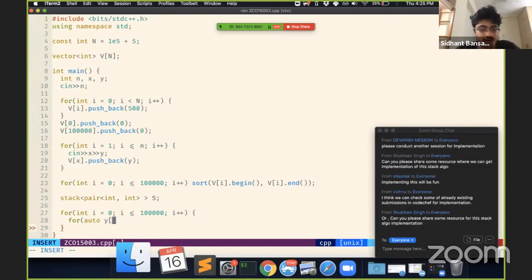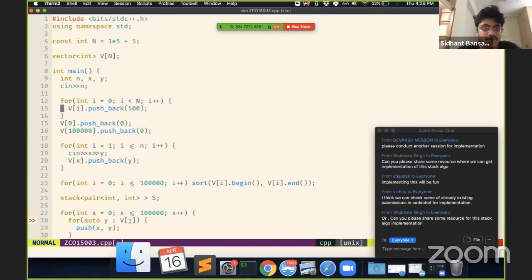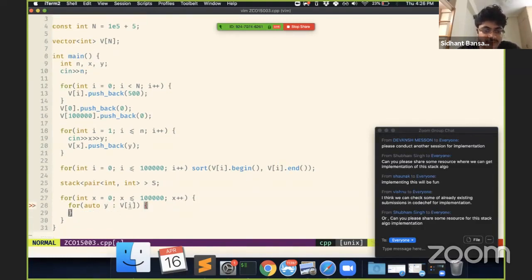So for auto Y, I'm basically iterating over all the points, and then I say push what point I'm trying to push. I'm trying to push X comma Y. Okay. And the way this works out is like the push will look something of this sort. Okay, so let's just code push here only.